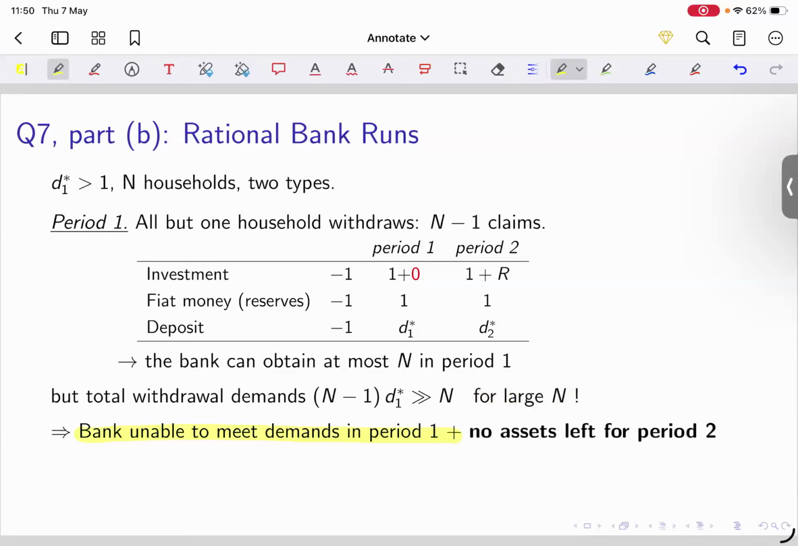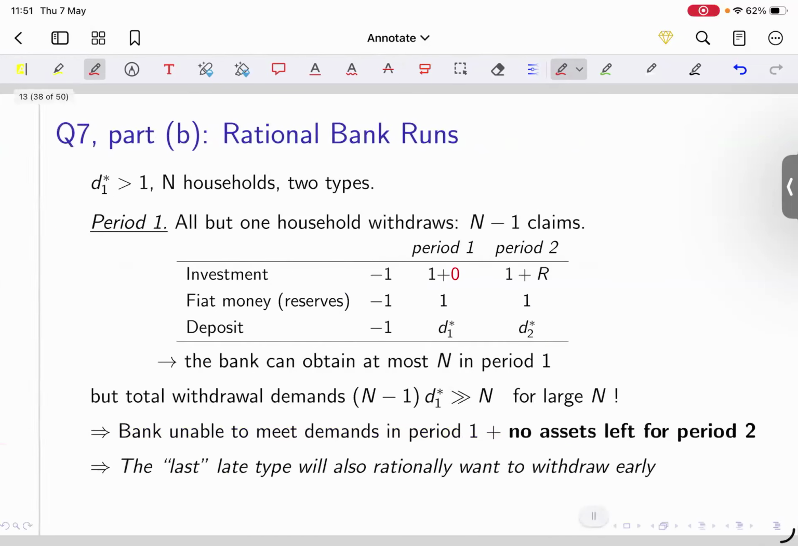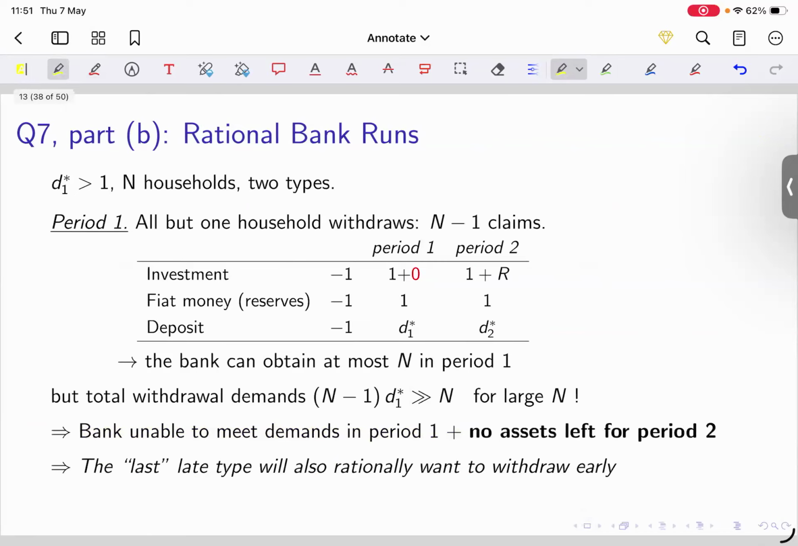But this means that even more so, the bank has no more money left for period 2, which is when I would have happily withdrawn D2. Okay, knowing this, so this is basically going to be 0. Knowing this, I also want to withdraw today. Even if the bank is already failing, I might not get the full D1, but a portion of it. Something is better than nothing. So if I truly believe everyone is withdrawing, this is the bank run, then rationally, I will also decide to withdraw early. And this is the rationality of a bank run.